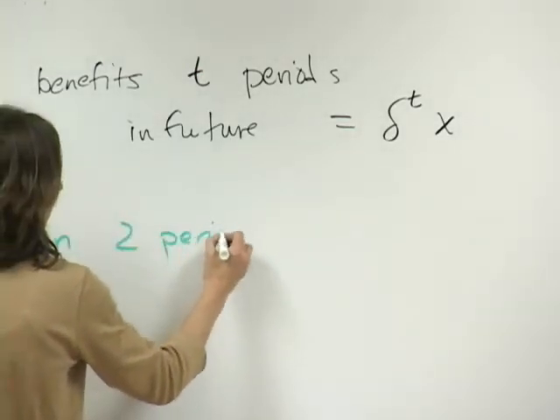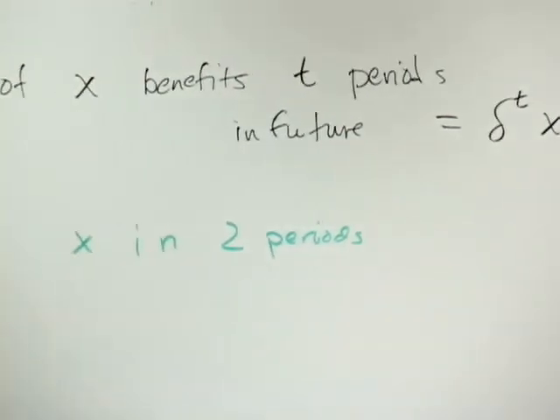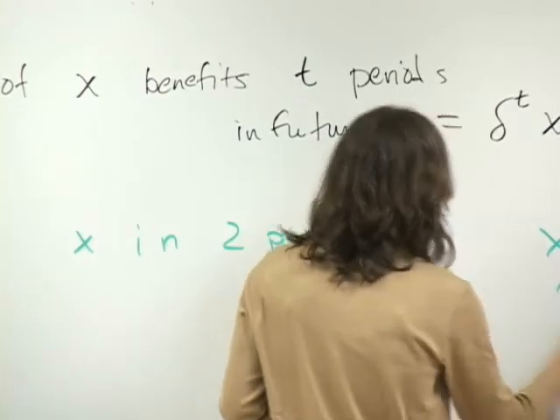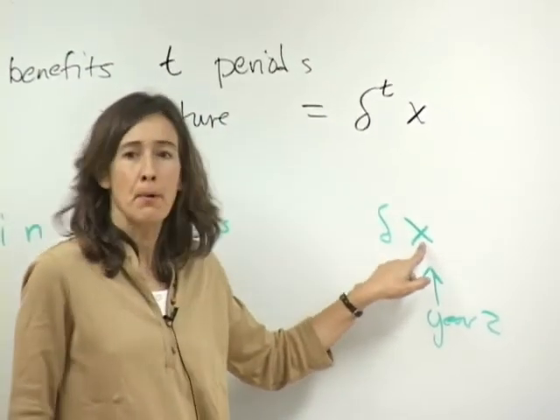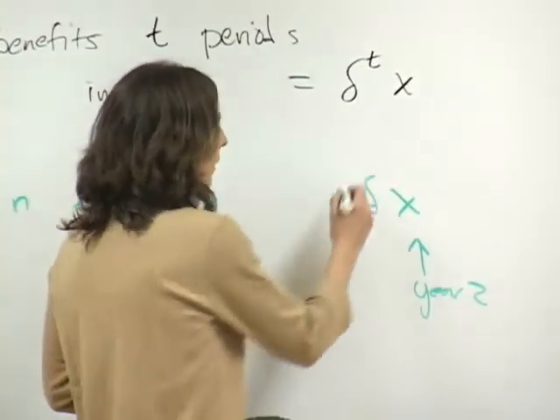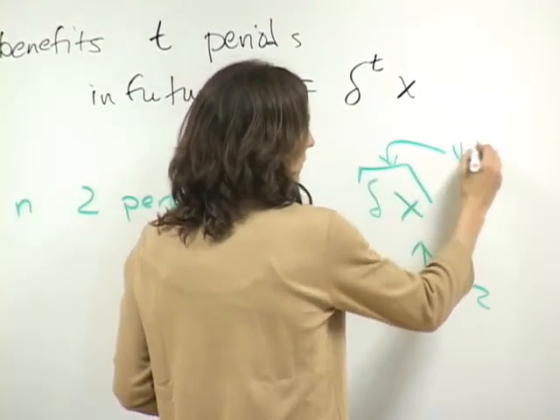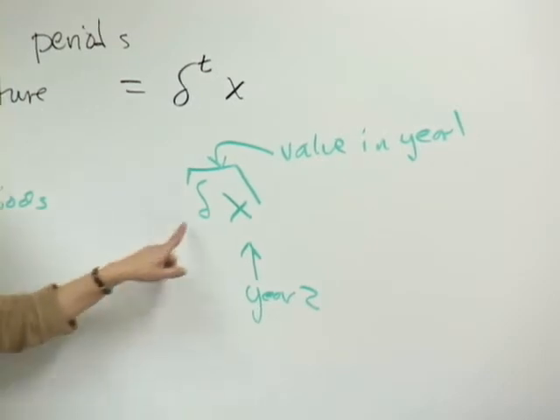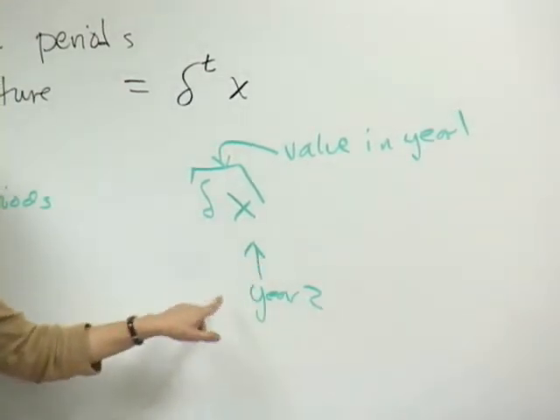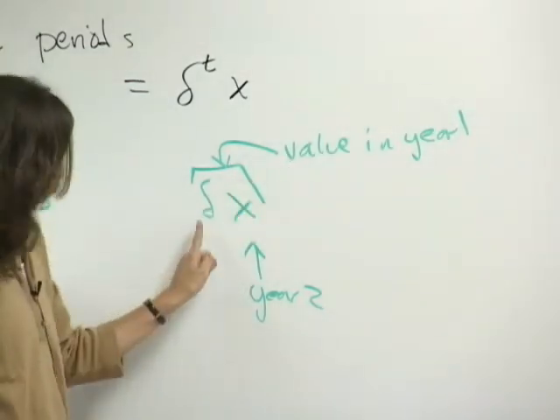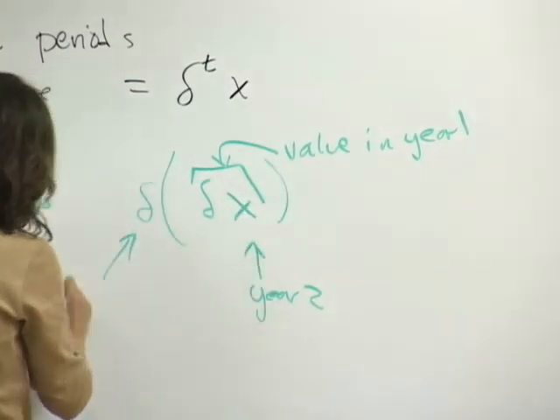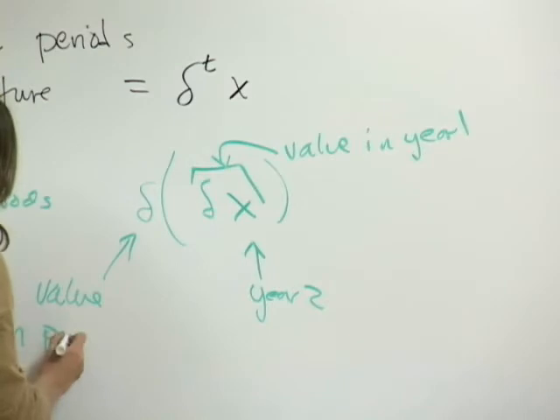in 2 periods. Okay? So if I have to wait 2 years to get my X, well, I'm going to get X in year 2. What's that promise of getting X in year 2 worth to me in year 1? Okay, this is the value in year 1, because in year 1, I'm only going to have to wait 1 more year till I get it. What's that worth to me right now in year 0? Delta times that. Value in the present.